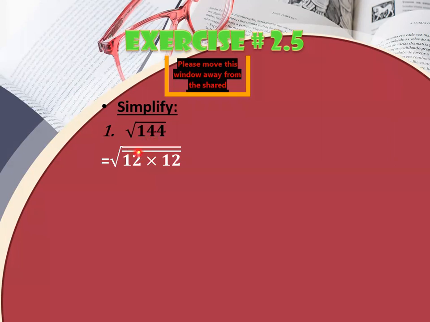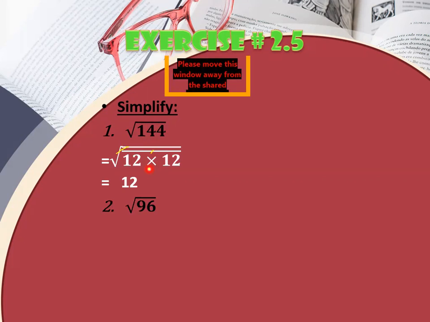Now simply you will make their pairs. Okay, why you are making the pair? Because this one basically represents square root. Okay, this radical symbol means you have to find the square root here. So obviously you will make the pair. So this pair will be cancelled with this square root, and what will be left? Only 12. So answer will be 12 only. Okay, now move on to the next one.